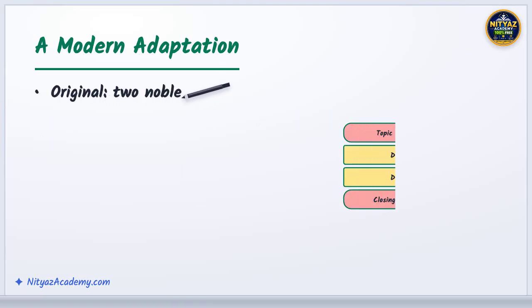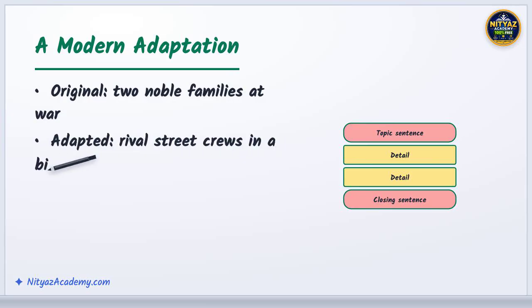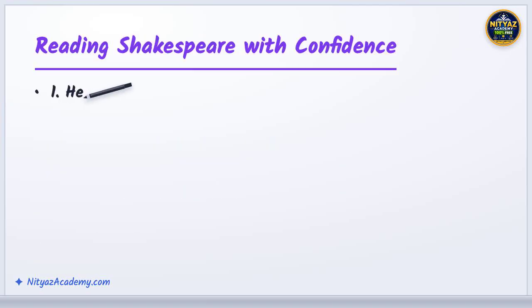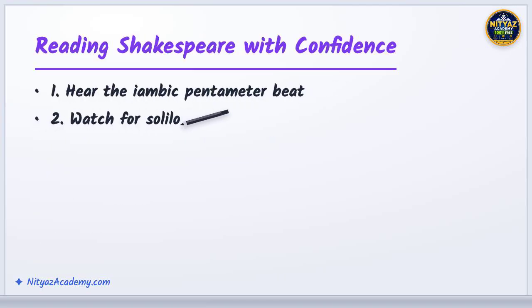Here's why Shakespeare travels so well. Take his story of two feuding noble families and reset it as rival crews in a modern city. The setting changes completely, but the doomed young love and senseless feud stay intact, because that conflict is universal. Adaptations like this prove the bones of his plots are strong enough to wear any costume from any country or decade. Read Shakespeare with confidence using 4 moves.